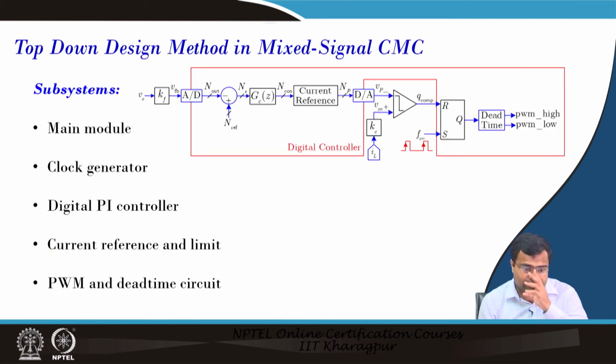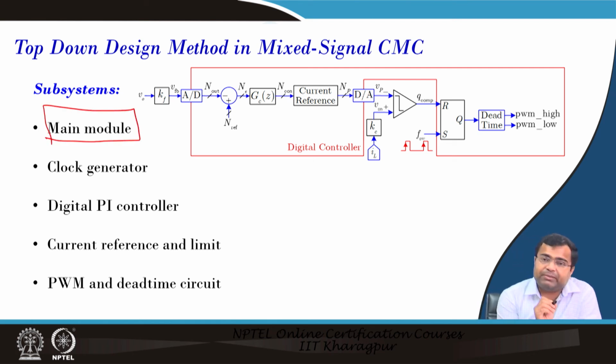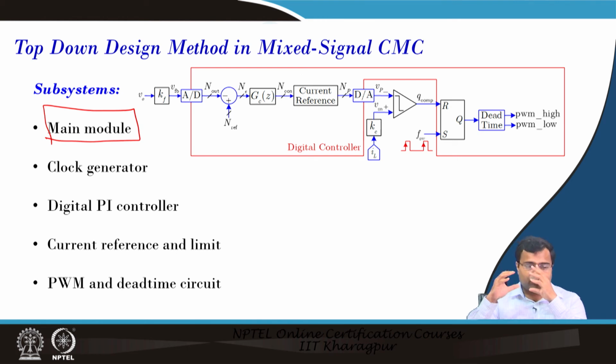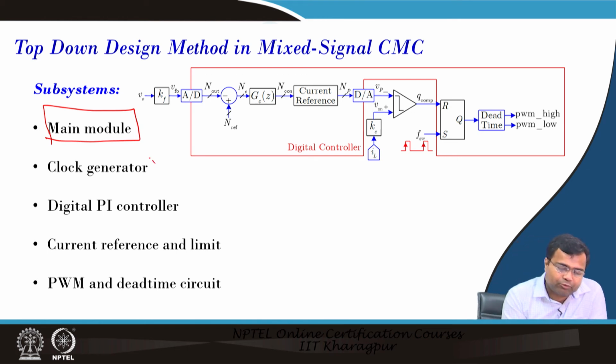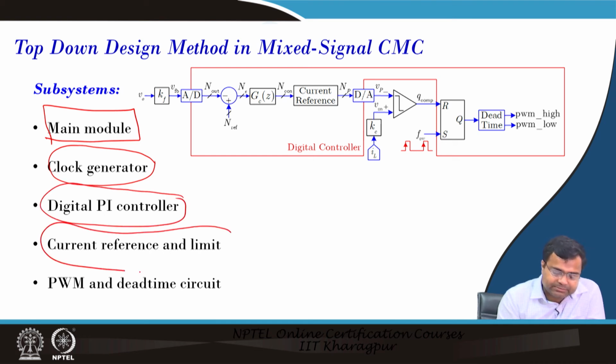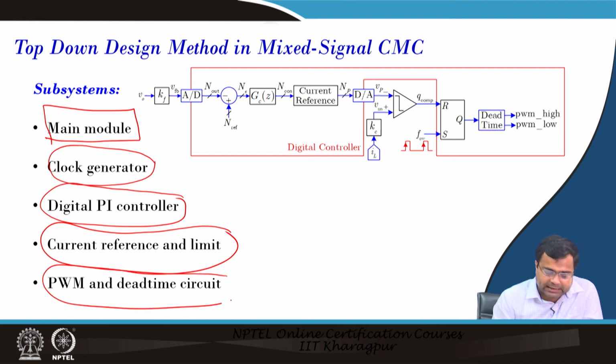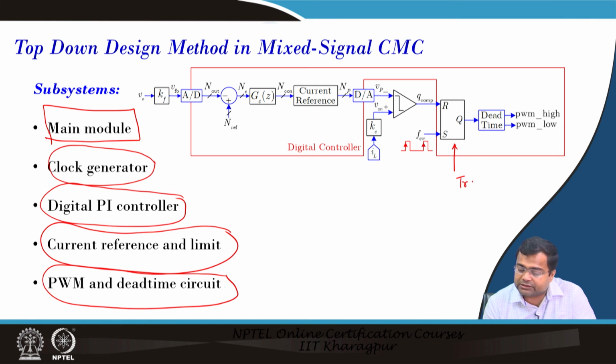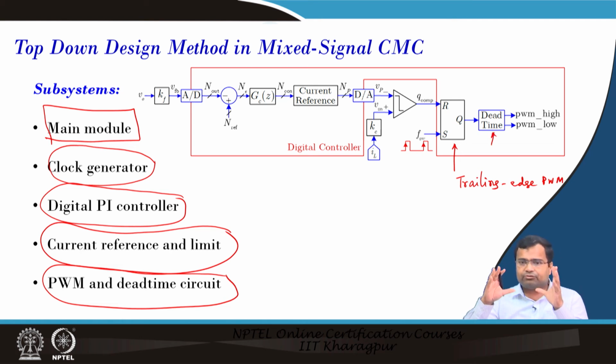So, in this particular design, we have multiple modules. One module is the main module, which will implement the mixed-signal digital current mode control. Inside that module, we will have submodules: a clock generator, a digital PI controller, a current reference and current limit block, and PWM and dead time, because we are talking about fixed frequency control, and here we are talking about trailing edge modulation. We have discussed trailing edge PWM, and there is a dead time circuit. We are setting the dead time at around 50 or 60 nanoseconds.